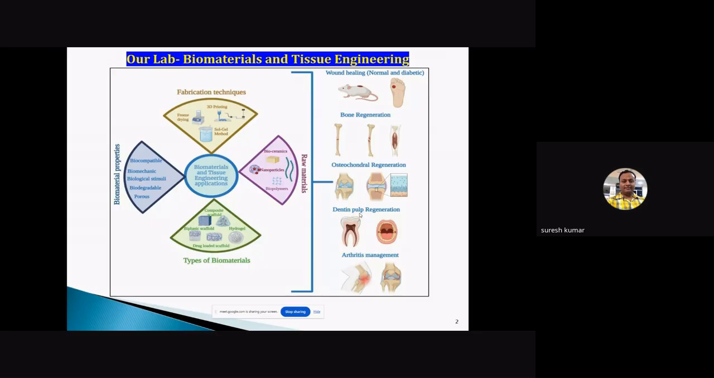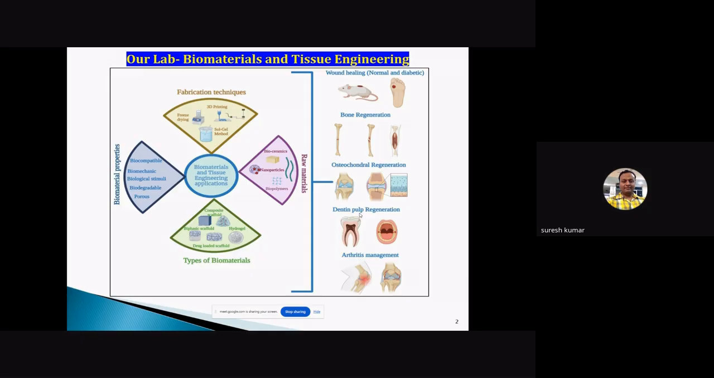Before I go into this, what we are focusing on in our lab is biomaterials and tissue engineering. There are several fabrication techniques we are utilizing, such as 3D bioprinting, freeze drying, and the salt gel method, followed by the biomaterial properties, which include biocompatible, biomechanical, biological stimuli, and biodegradable and porous material. Apart from this, the raw materials we are using are bioceramics, nanoparticles, and biopolymers, which are commercially synthesized as well as isolated in our laboratory. And the different types of materials we are using are composites, biphasics, drug-loaded scaffolds, and hydrogels.